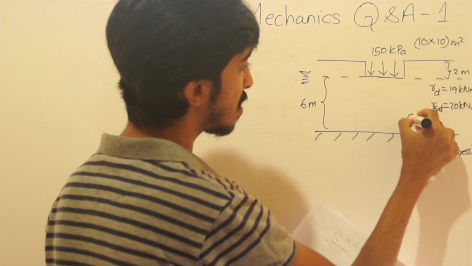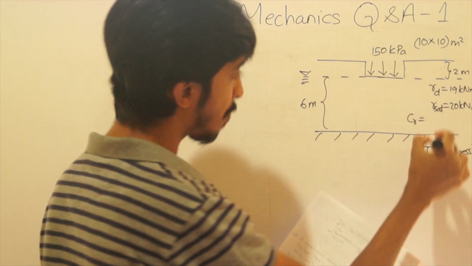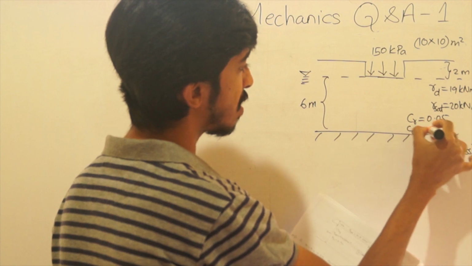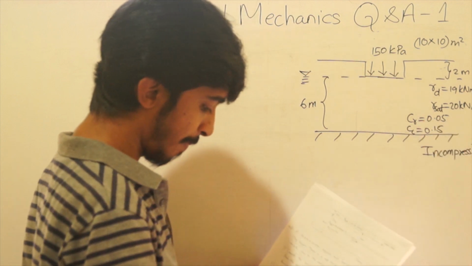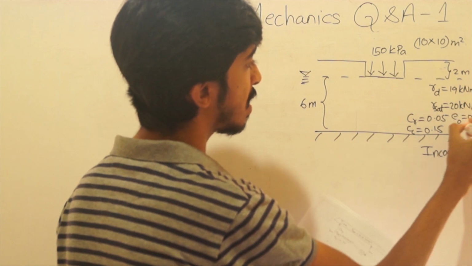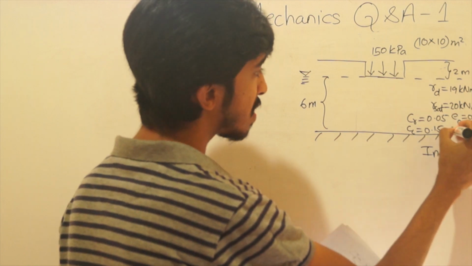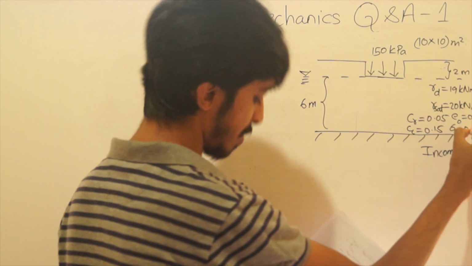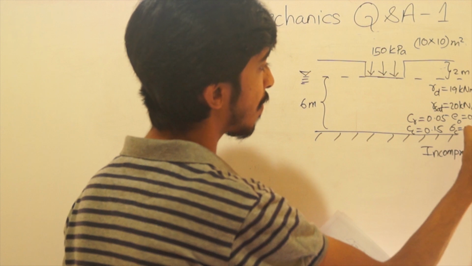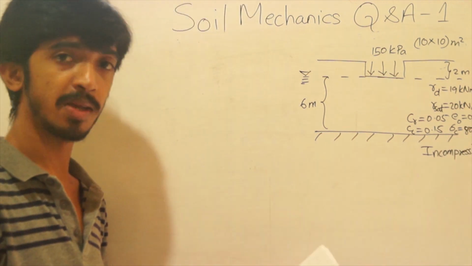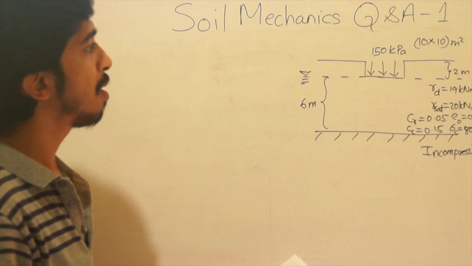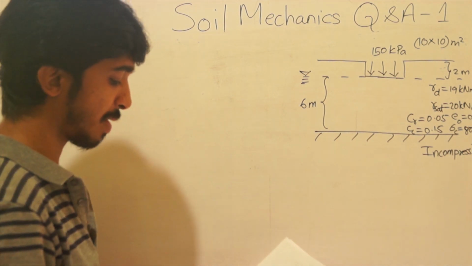CR is given for us as 0.05, CC is given as 0.15, E naught is given as 0.8, and sigma C is given as 80 kilopascal. So these are the data given for us, and they are asking to calculate the load before the construction of the raft foundation.